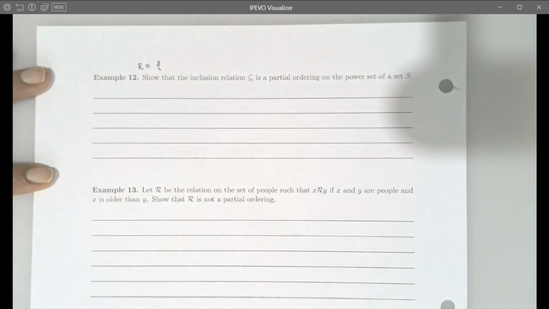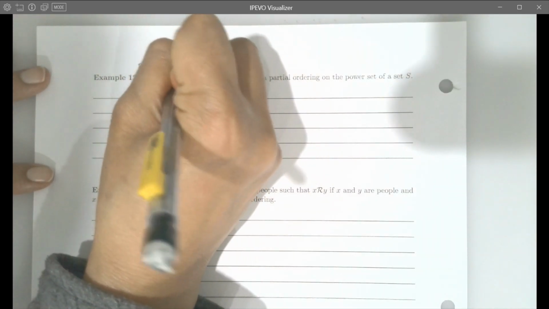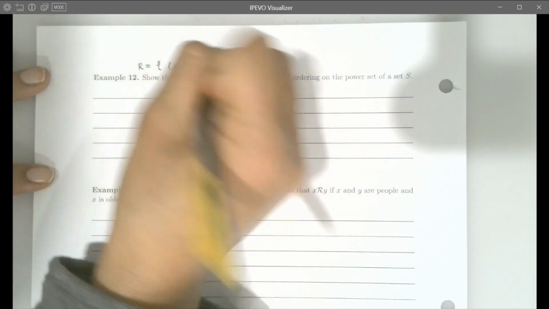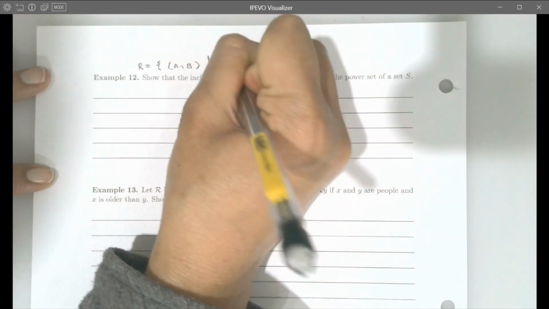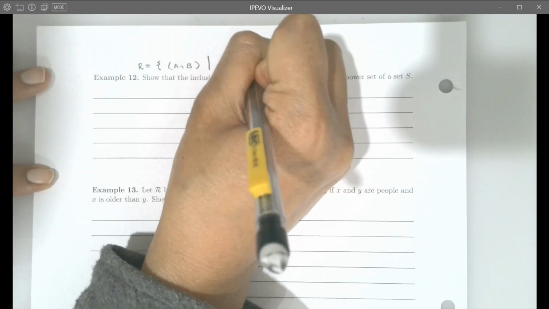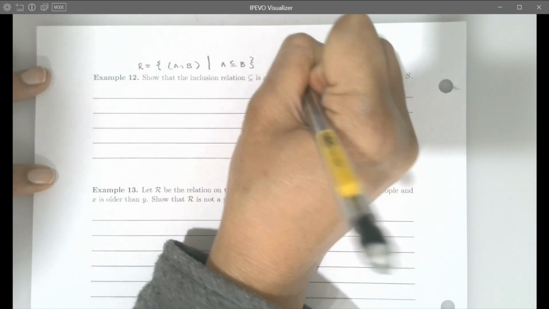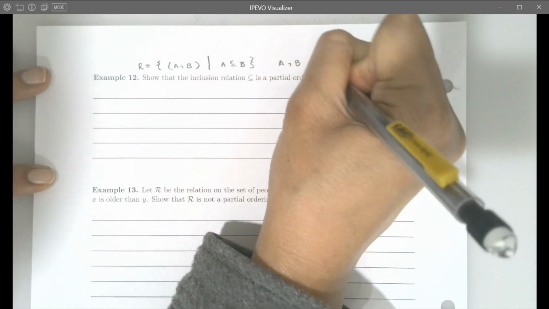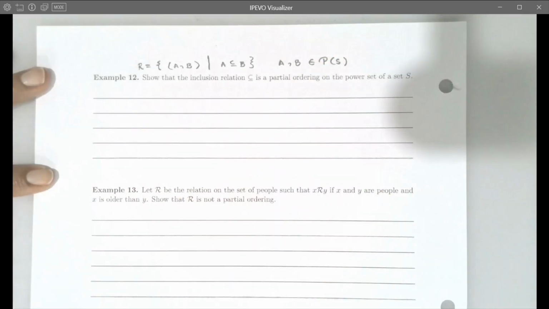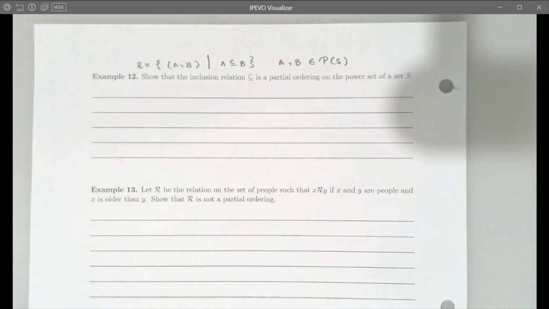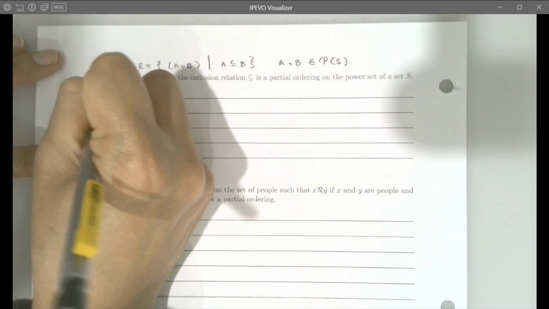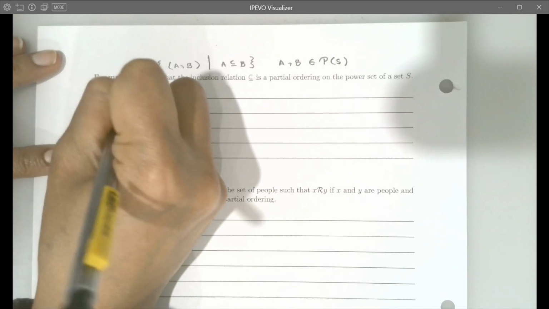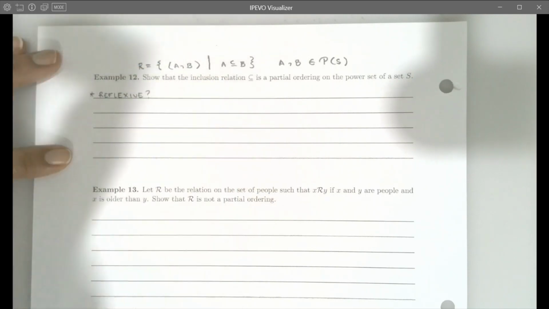Okay, so before we try to check anything, let's try to write explicitly what the relation R exactly is. The relation R is the ordered pair of two sets, A, B, such that A is a subset of B, and both A and B are in the power set of S. And that's the relation that's being described here. And we want to figure out whether that relation is going to satisfy being reflexive, first of all. Okay, so is it reflexive?